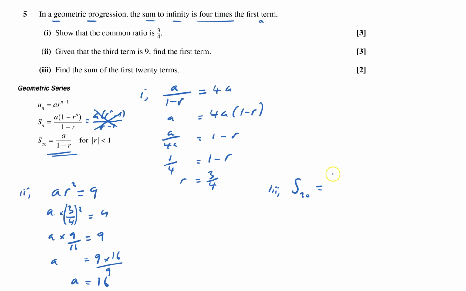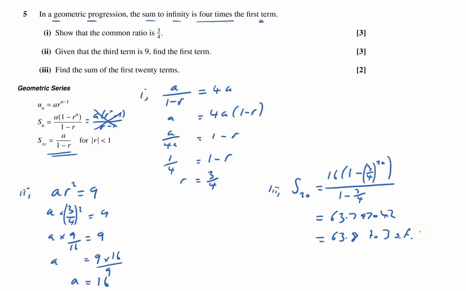So it equals a, which we've just worked out is 16, times 1 minus r, which is 3/4, to the power of n, in this case 20, all over 1 minus 3/4. And when I type this into my calculator, I wouldn't put 3/4, I would actually put down 0.75. It's just easier to type in, and that will give me 63.797042, which equals 63.8 to 3 significant figures. And that's question 5 done.